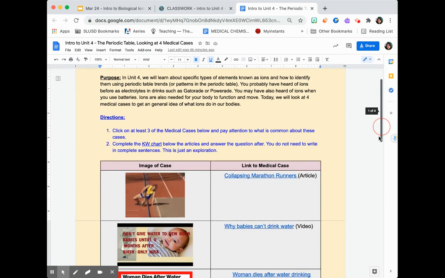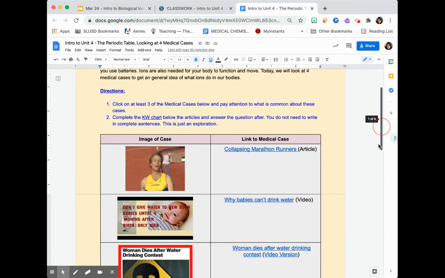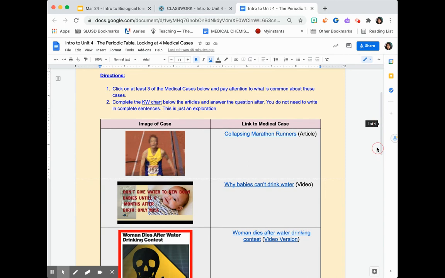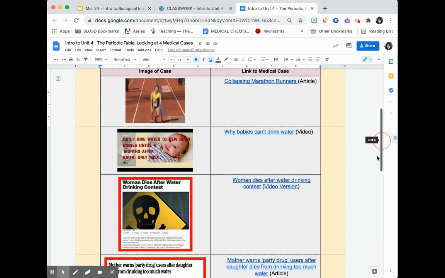So you're going to look at 3 medical cases that I've linked below in order to try to figure out what ions do in our bodies. Notice that all the directions are in blue. All right, so on the left-hand side, you'll notice images of our case studies, and these are actually 4 cases, and you only need to choose 3.